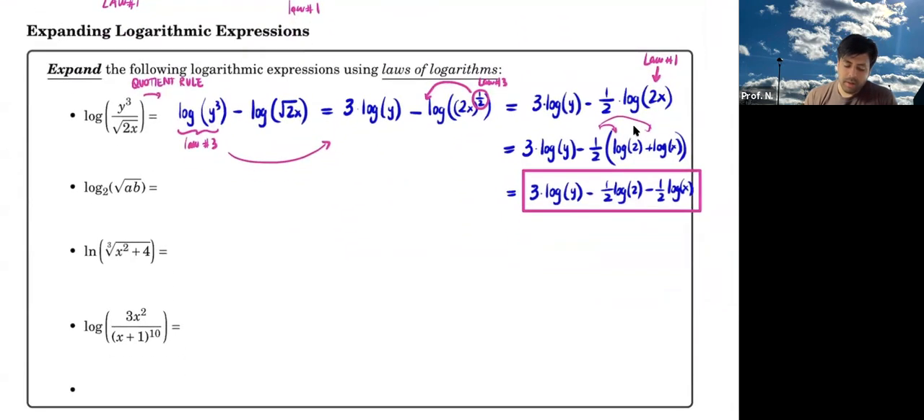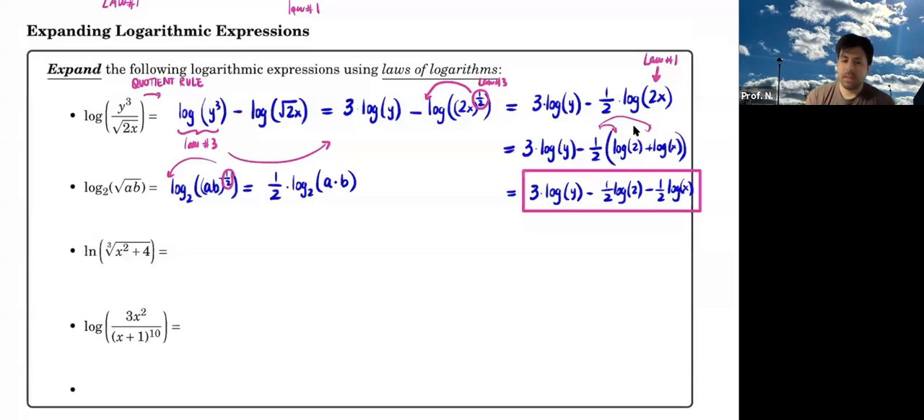All right, let's look at the next one. So log base 2 of the square root of AB. So again, we're dealing with the square root stuff. Whenever you see square root or any kind of radical, rewrite as a fractional exponent. So this becomes log base 2 of AB raised to the 1/2 power. If this is raised to the 1/2 power, I can take the 1/2 and place it in front. So I get 1/2 times log base 2 of A times B.